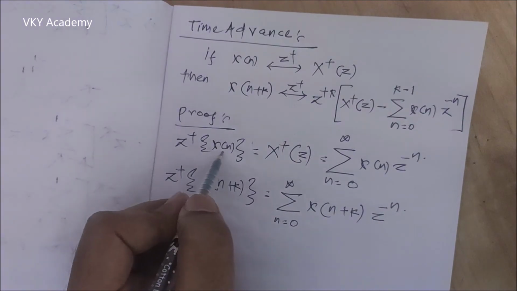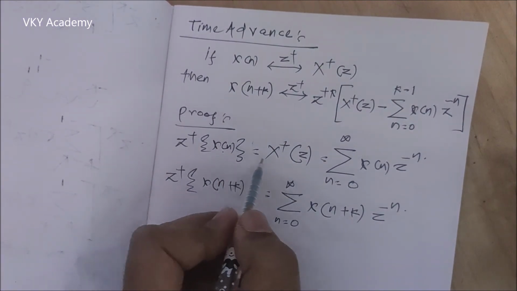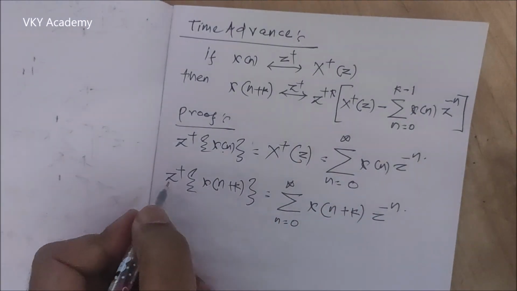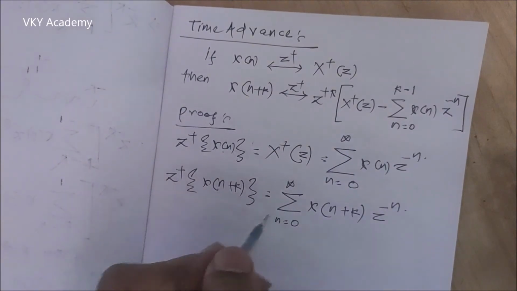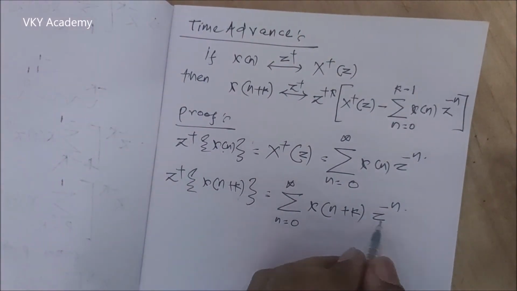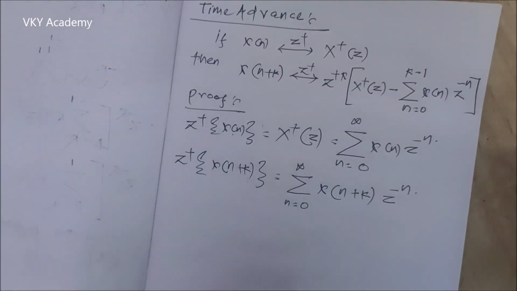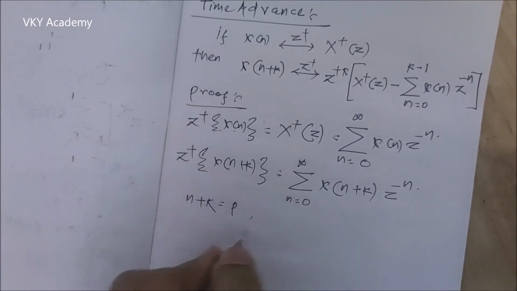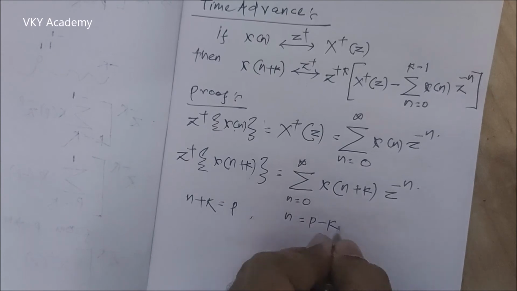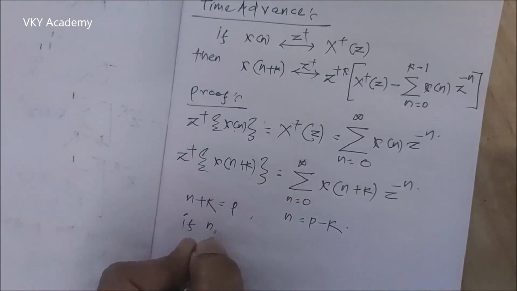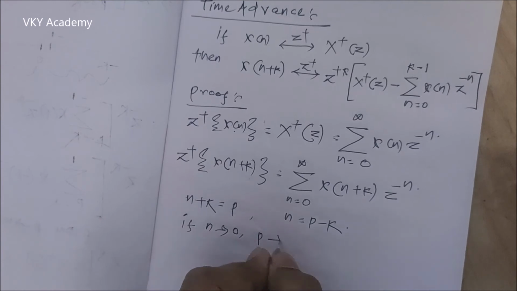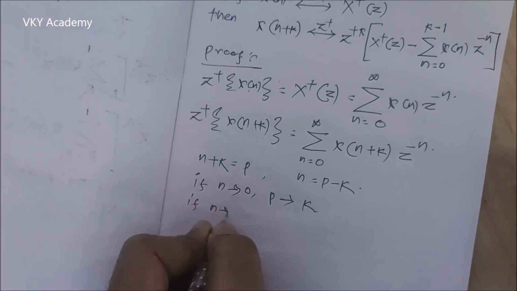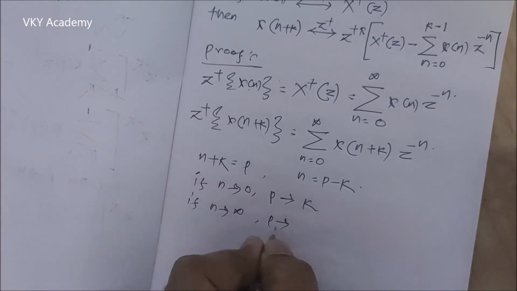As we know, the one-sided Z transform of x of n is summation n equal to 0 to infinity x of n z to the power minus n. So the one-sided Z transform of x of n plus k will be summation n equal to 0 to infinity x of n plus k z to the power minus n. Now let us replace n plus k with a new variable p. That means n will be equal to p minus k. Now if n tends to 0, p tends to k, and if n tends to infinity, p tends to infinity.